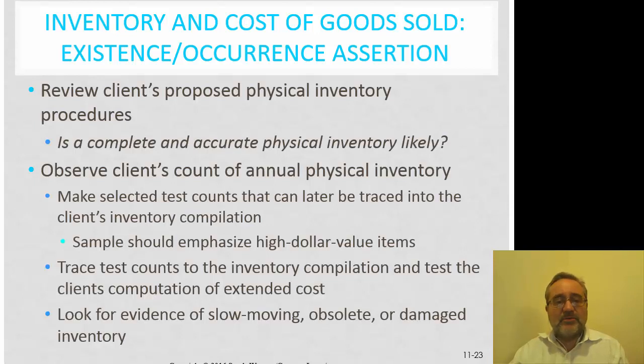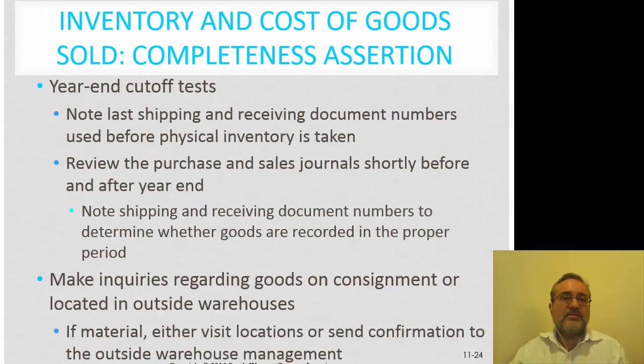And then as we're looking for evidence of slow-moving, obsolete, or damaged inventory, this is when we are considering the concept specifically related to our valuation. So if in fact we do have slow-moving or obsolete inventory, these items should possibly be marked down through the process of lower of cost or market. If we have damaged inventory, we need to consider that perhaps this inventory should not even be on the inventory list.